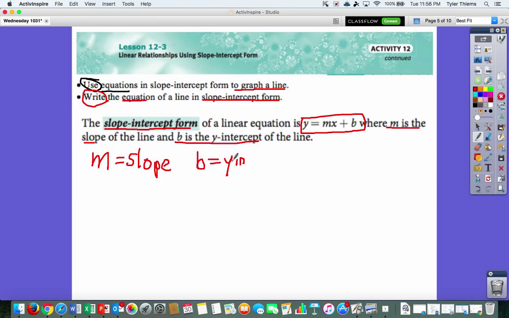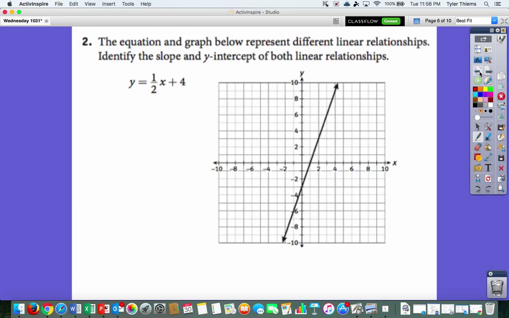If we have these two pieces of information, we can graph a line. If we know the y-intercept, where the line crosses the y-axis, and we know the slope, we can graph the line. Let's take a look at this first equation here. We have y is equal to 1/2 x plus 4. So for this, in equation form, the m, or the slope, is 1/2. The b, or the y-intercept, is 4.